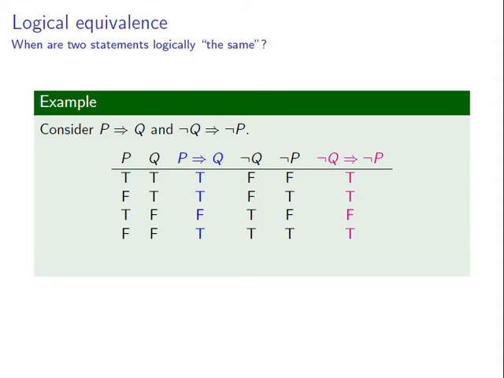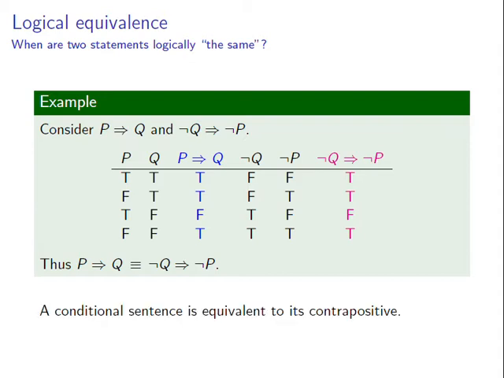We see that the columns for P implies Q and not Q implies not P are identical. This means that for any combination of truth values of P and of Q, the statements P implies Q and not Q implies not P have the same truth value. Thus, P implies Q and not Q implies not P are logically equivalent. In other words, a conditional sentence is equivalent to its contrapositive.